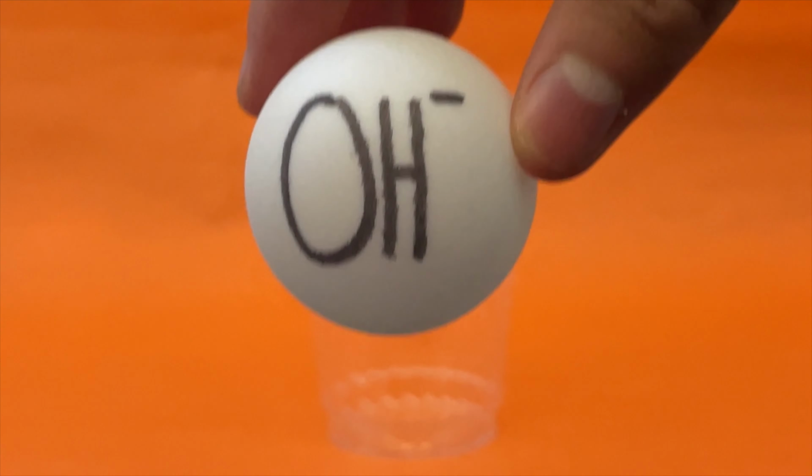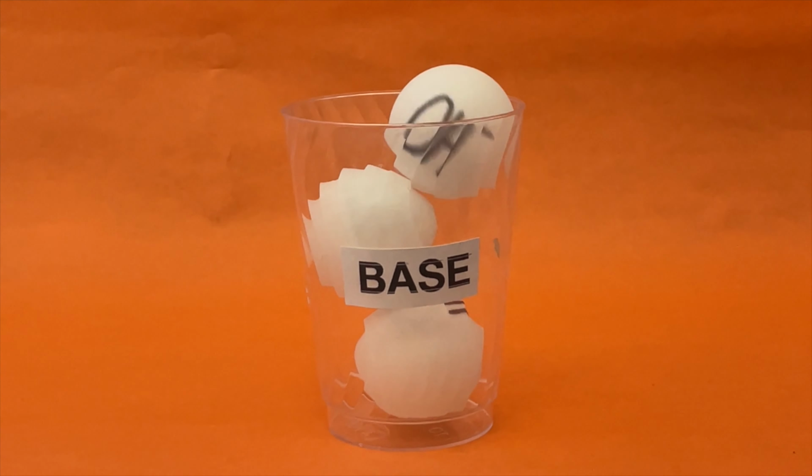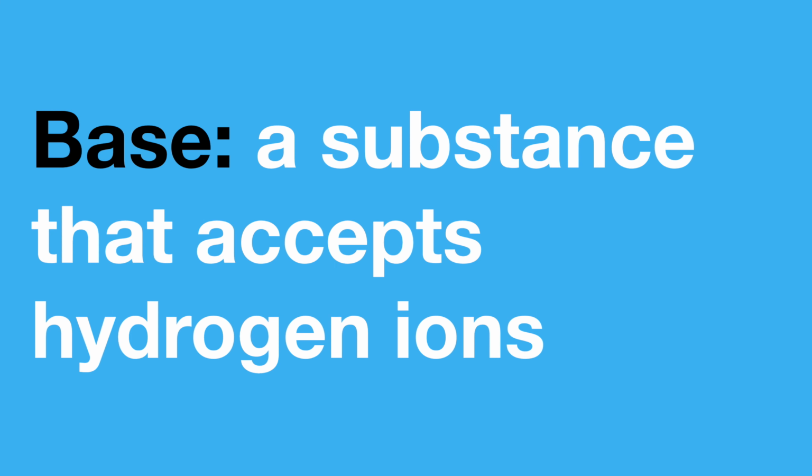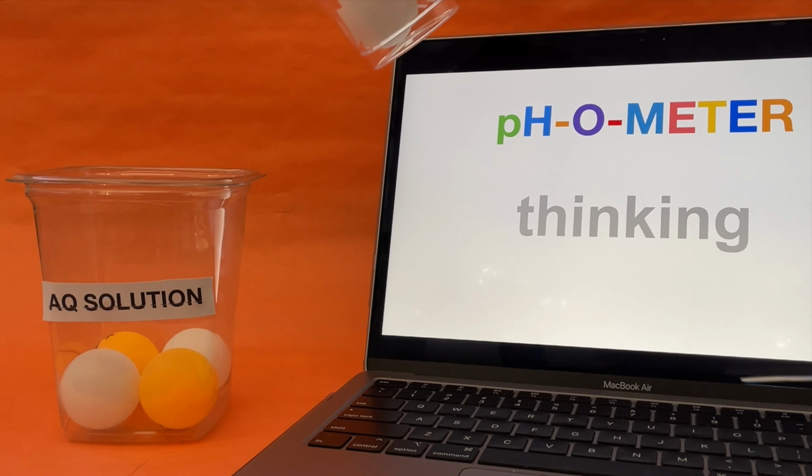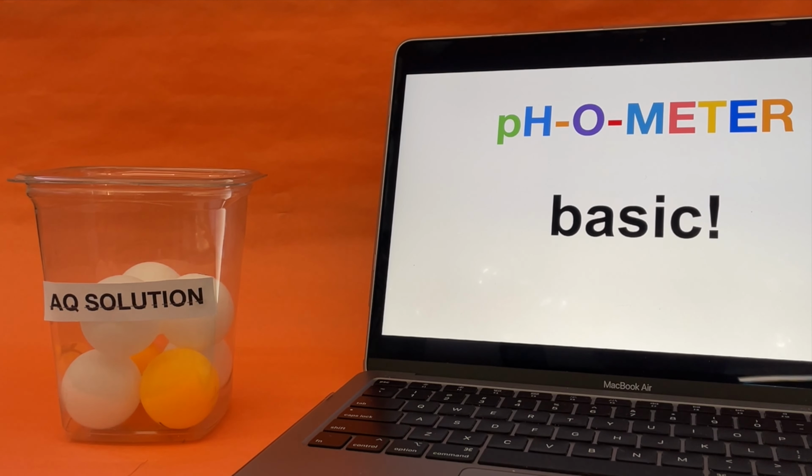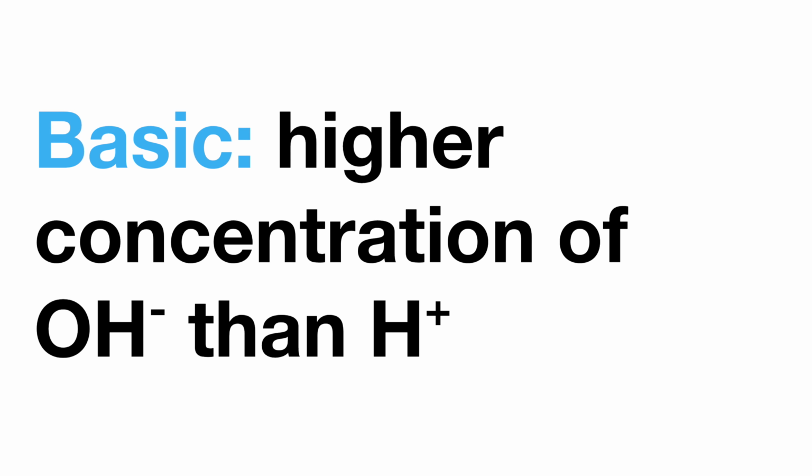Now this is OH minus. OH minus is in bases. A base is a substance that accepts hydrogen ions. Now if we add the base to this aqueous solution, it'll now be basic because it has a higher concentration of OH minus than H plus.